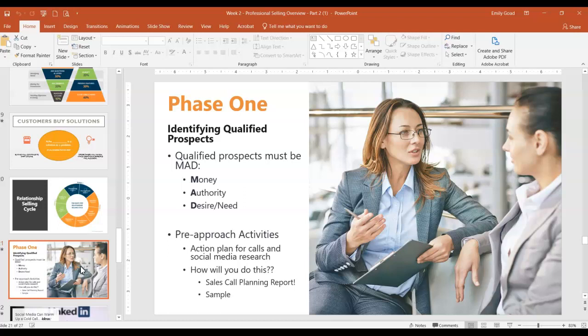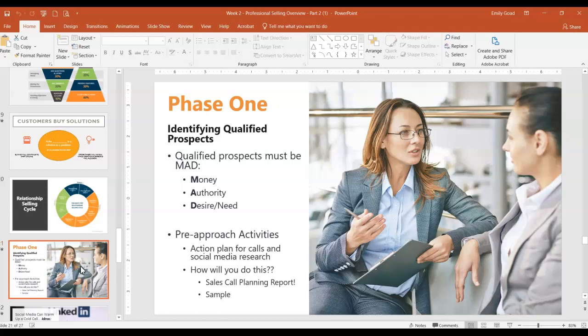One thing we want to do with these prospects is we want to qualify them. How do we do that? Do they have the money or budget to purchase from you? Do they have the authority? Are you talking to the right person? Are you talking to the decision maker? And do they have the potential to need or desire your product or service? Once we qualify prospects, then we go into pre-approach.